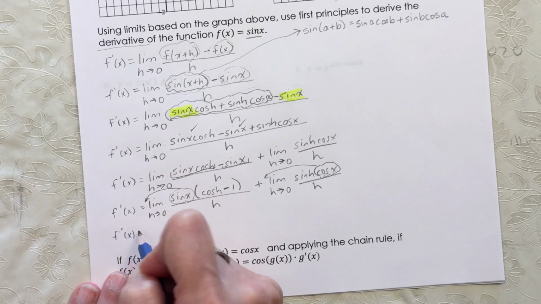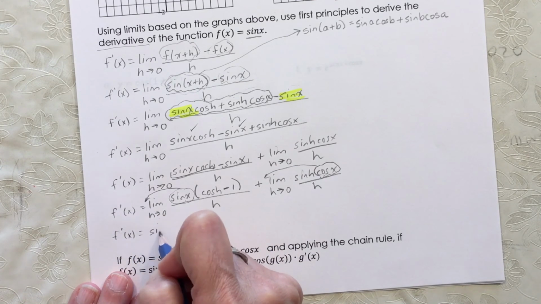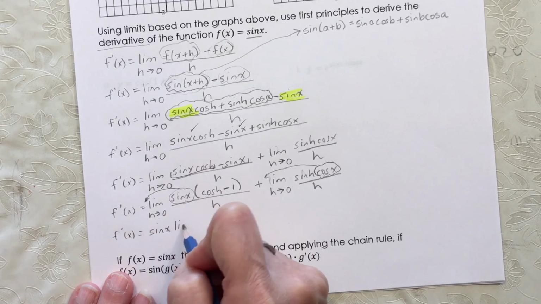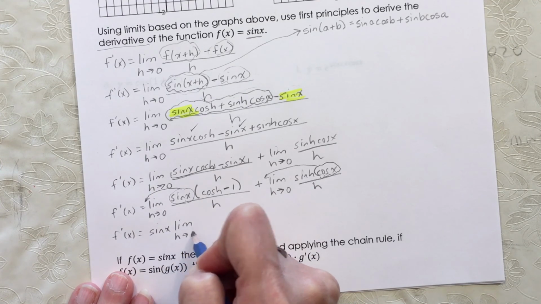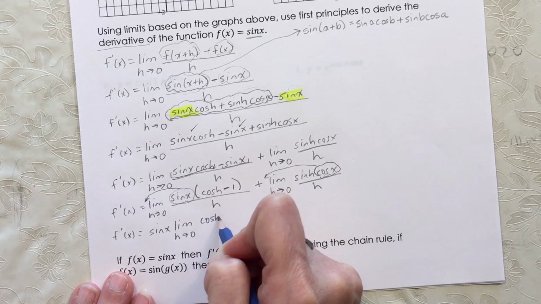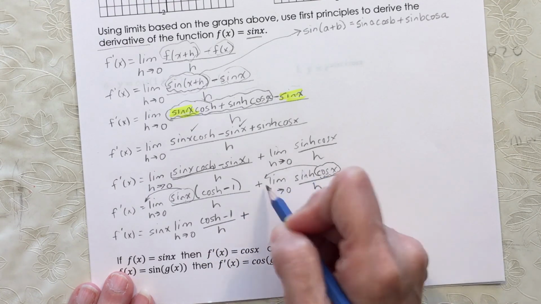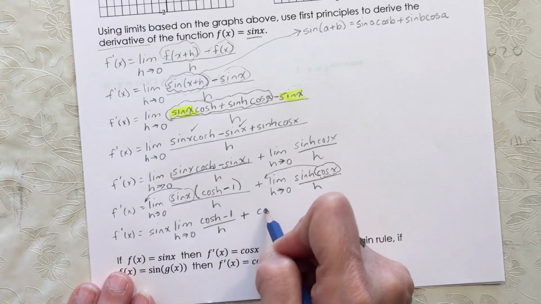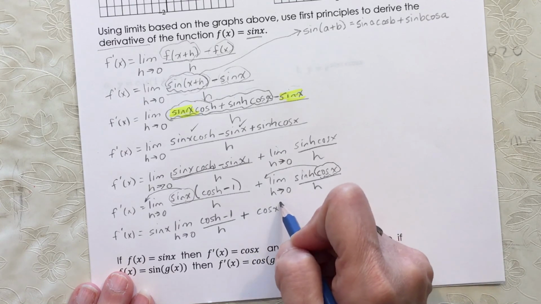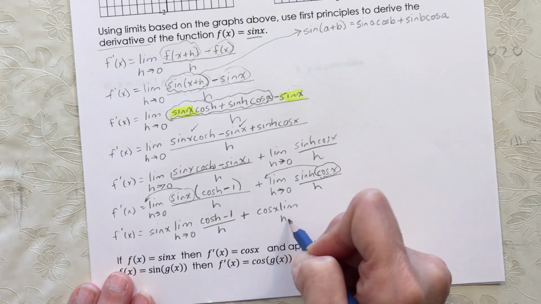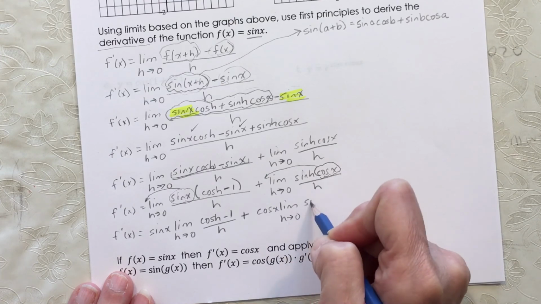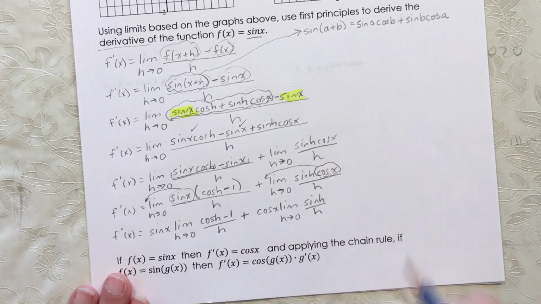So f prime at x is equal to the sine of x times the limit as h approaches 0 of cos h minus 1 over h, plus, so the cos of x is going to come out in front because it doesn't depend on h, times the limit as h approaches 0 of sine h over h.